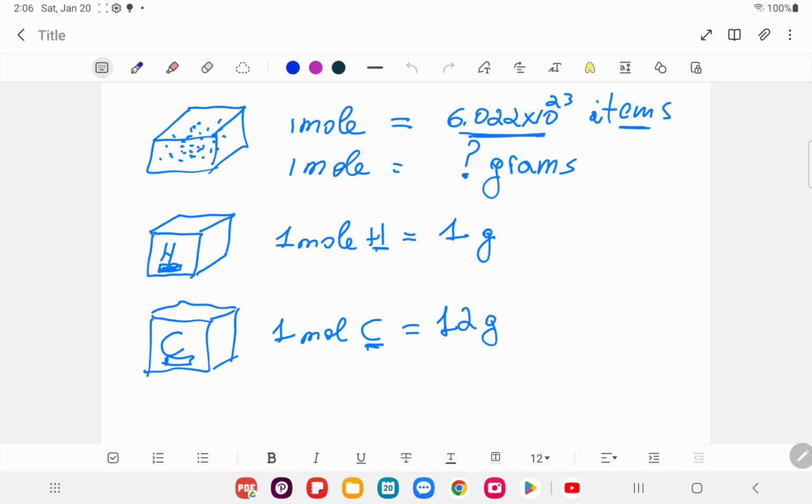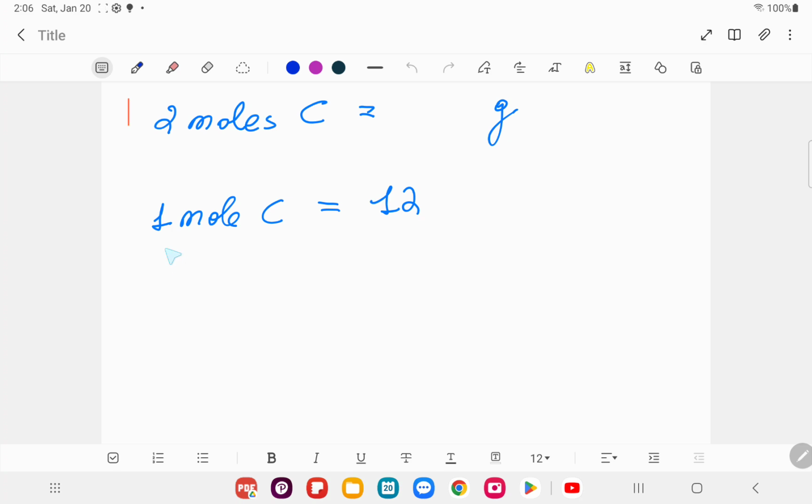So if I want to now convert, let's say now I have, for example, 2 moles of carbon, how many grams would that be? So I want to know the number of grams. So what you need to do, obviously, is to know the weight of 1 mole, right? So I know that 1 mole of carbon has a weight of 12 grams. So obviously 2 moles of carbon will have a weight of 24 grams, just like 3 moles of carbon will have a weight of 36 grams, and so forth.